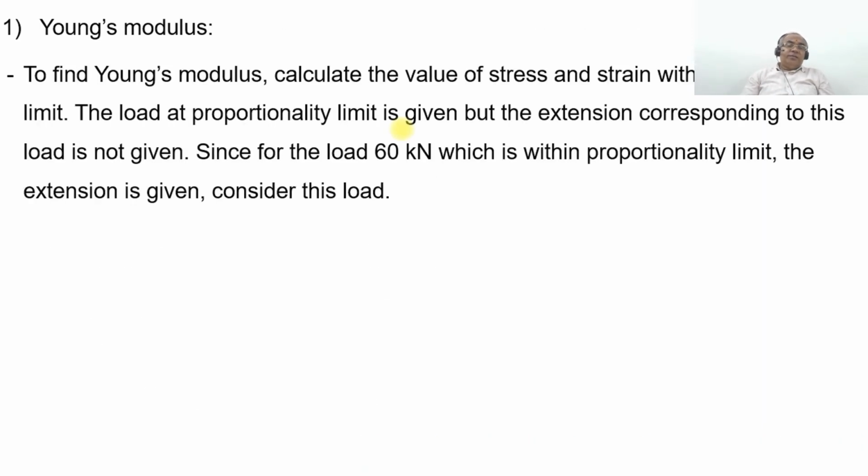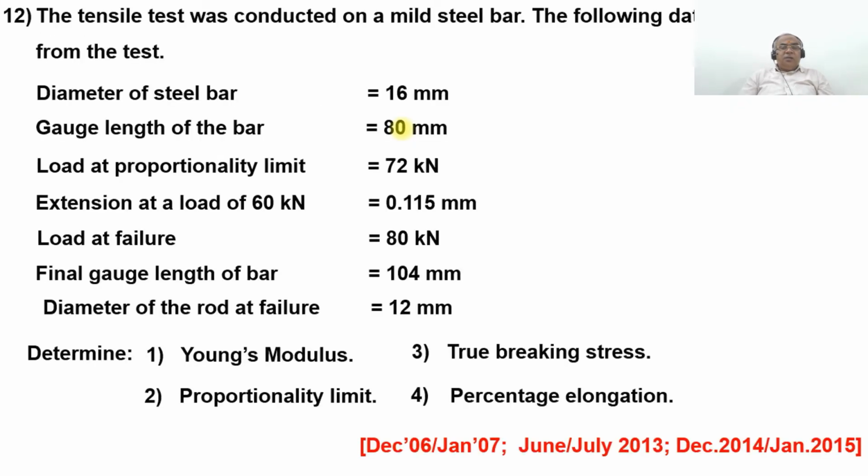So first, what we are going to take up is the Young's modulus. To find the Young's modulus, calculate the value of stress and strain within the proportionality limit. The load at proportional limit is given, but the extension corresponding to this load is not given. Since for the load of 60 kilonewton, which is within the proportional limit, the extension is given. So consider this load. Here it says the load at proportional limit is 72 kilonewton, but the extension at a load of 60 kilonewton is 0.115.